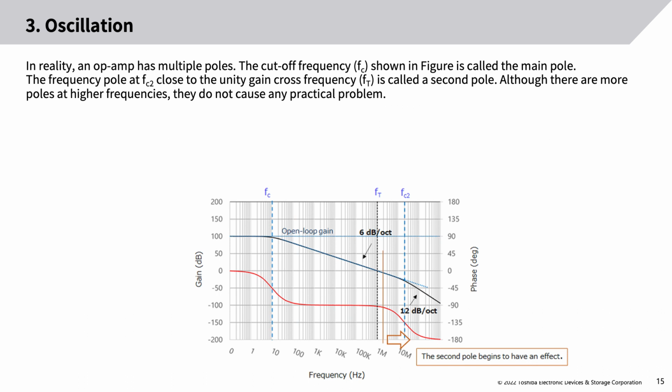In reality, an op-amp has multiple poles. The cutoff frequency, Fc, shown in figure is called the main pole. The frequency pole at Fc2 close to the unity gain cross frequency, Ft, is called a second pole. Although there are more poles at higher frequencies, they do not cause any practical problem.